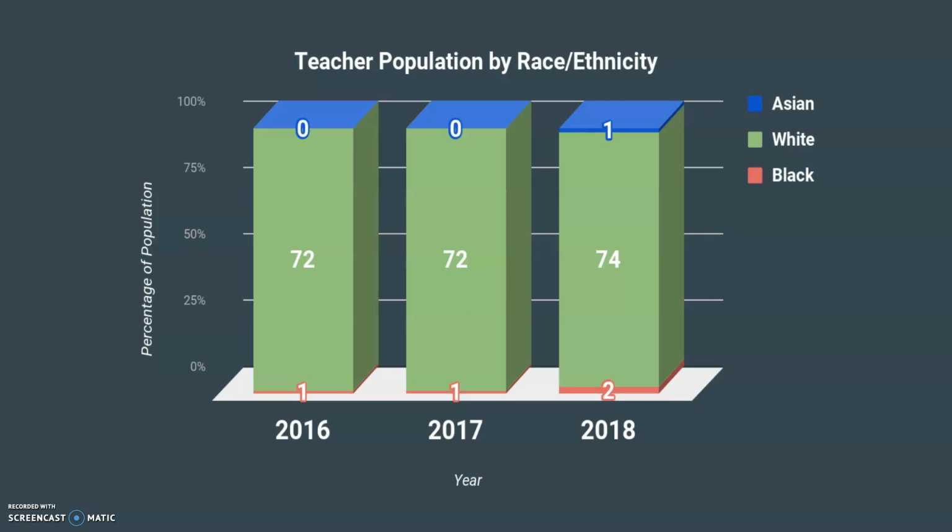North Oconee High School's teacher population, when being broken down by race and ethnicity, shows little diversity. Here you can see the teacher population over the last 3 years remaining pretty much the same, being overwhelmingly a white teacher population with little diversity.